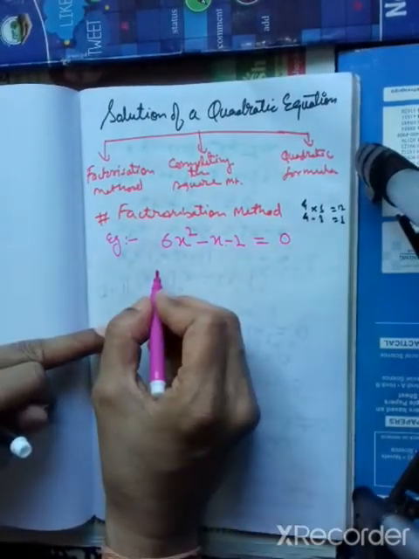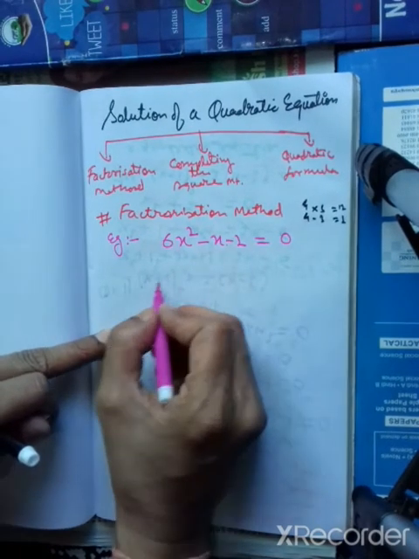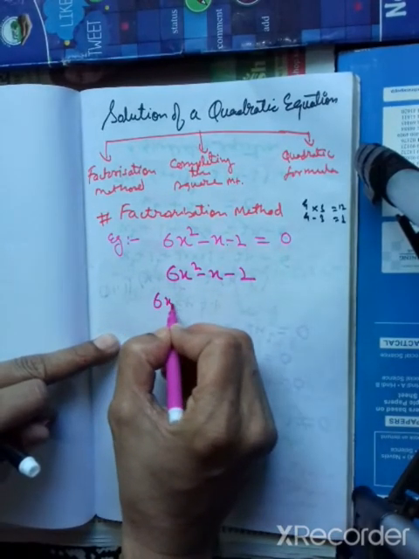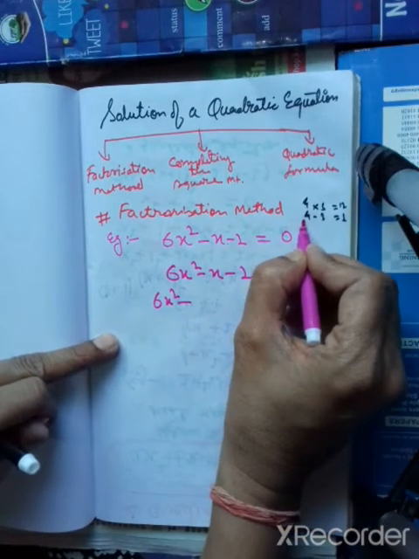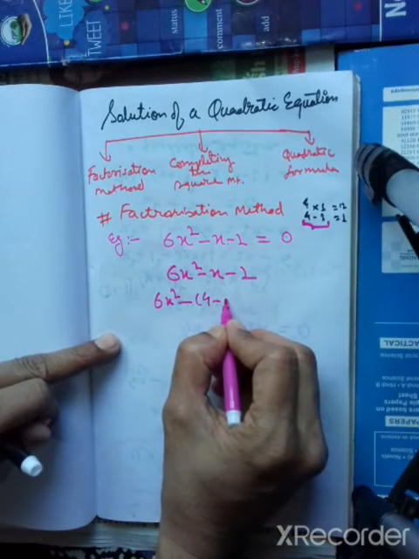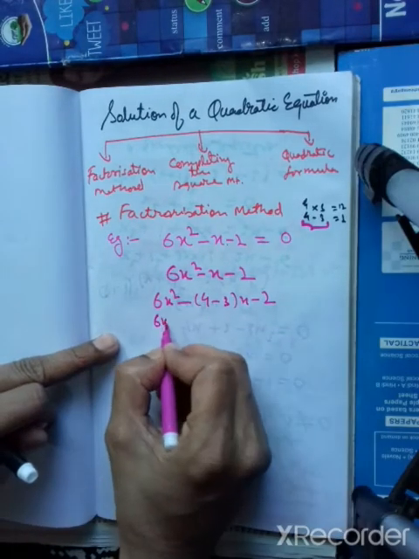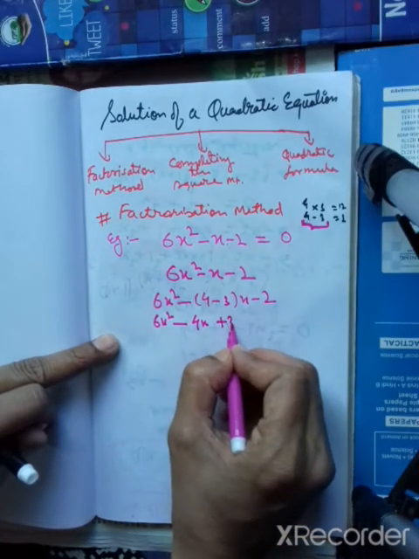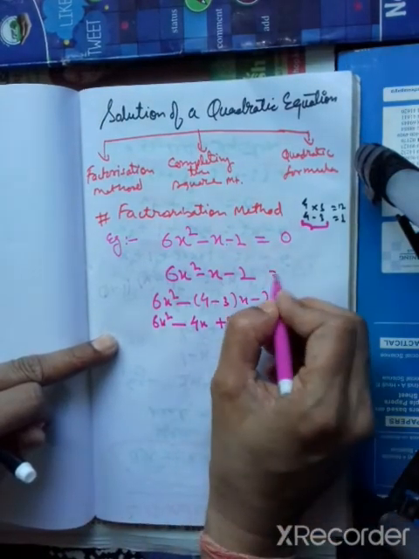So this I can take 6x square minus x minus 2. So 6x square minus, coefficient is 1. In place of this 1 we'll write this part, that is 4 minus 3 into x minus 2, right? So 4 minus 3 is 1 here, right? 6x square minus 4x plus 3x minus 2. Okay, right? So you can put here 0 also.